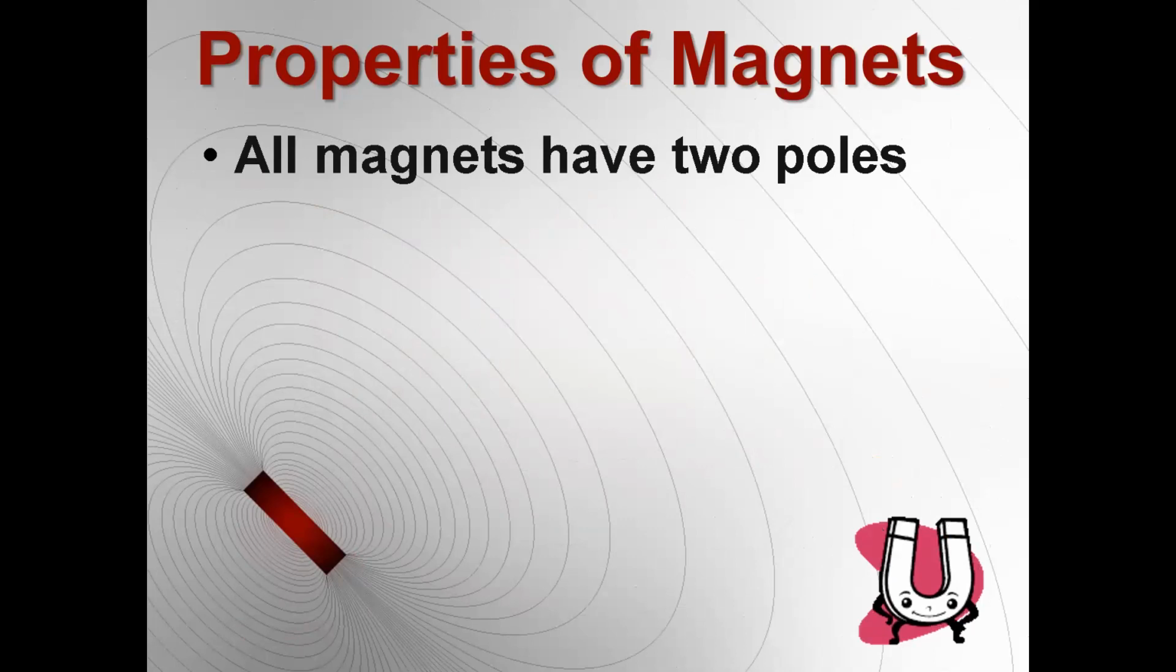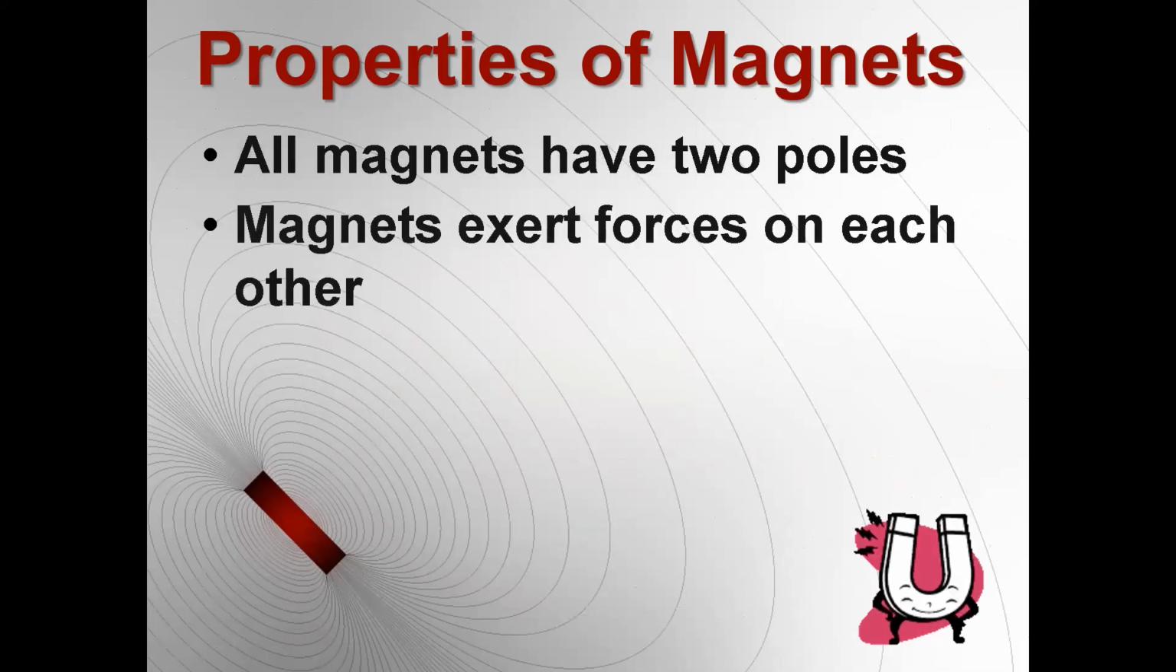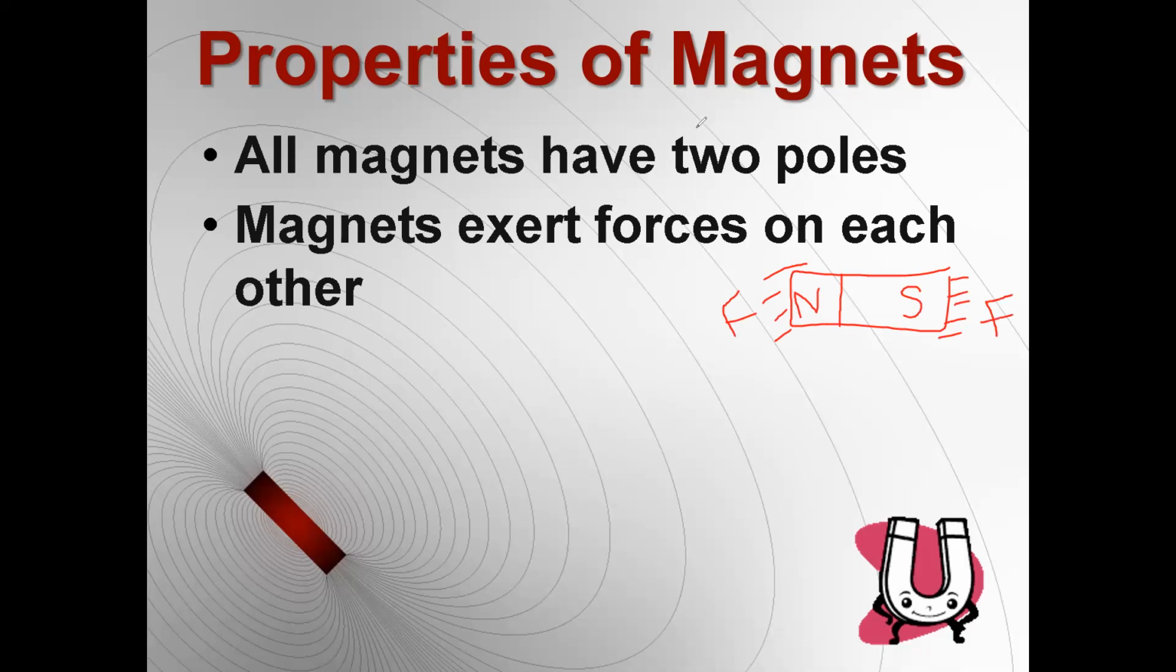What are the properties of magnets? First, all magnets have two poles, north and south. Any magnet in our life must have two poles. Magnets exert forces on each other, which we call magnetic forces. A magnet must have a south and a north. The north has a force, and the south has a force.